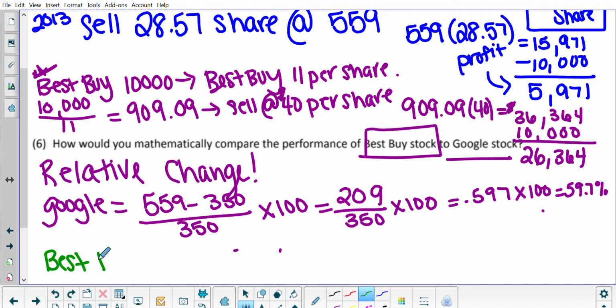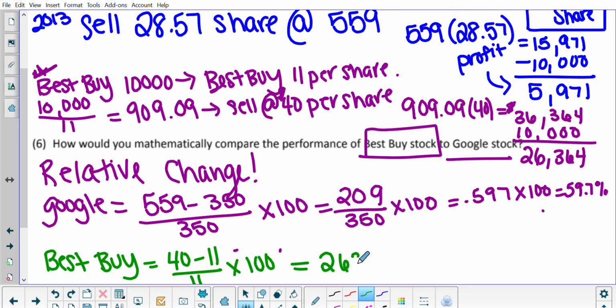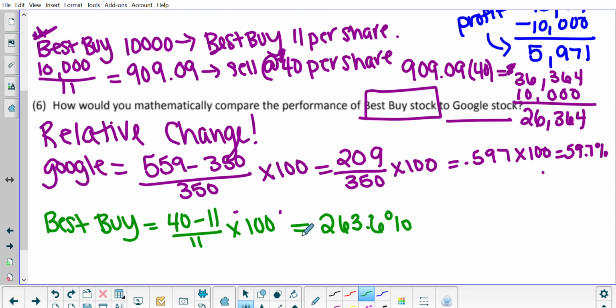Now, what I want you to do is calculate it for Best Buy. Tell me what the relative change was, and round to the nearest 10th. Okay, so Best Buy was 40 minus 11 over 11 times 100, and I got 263.6%. So just by looking at the relative change of the stocks, we can see that Best Buy had a way better increase than Google.